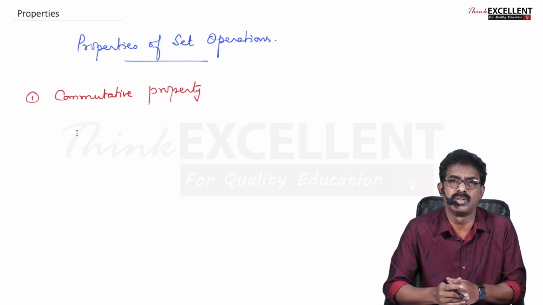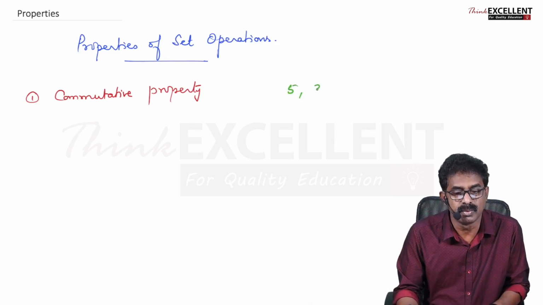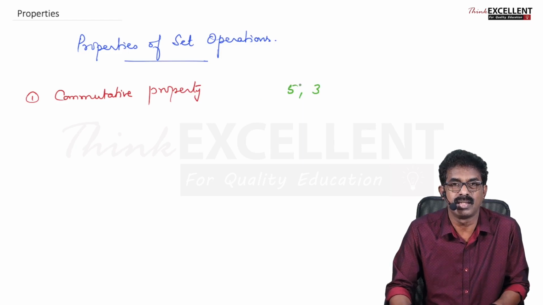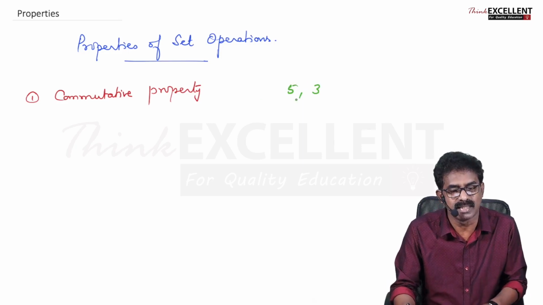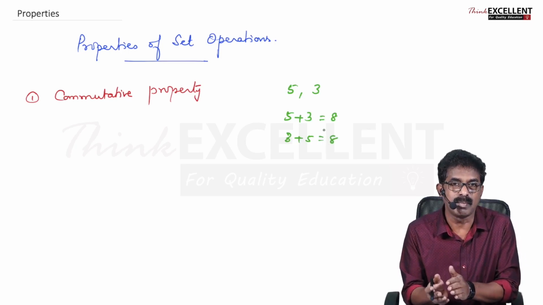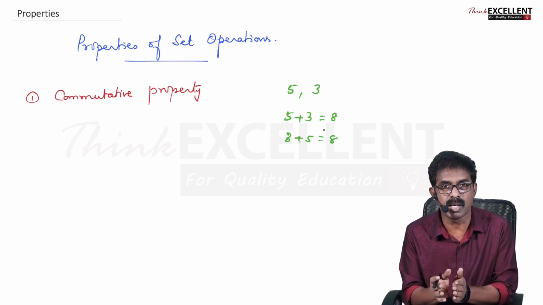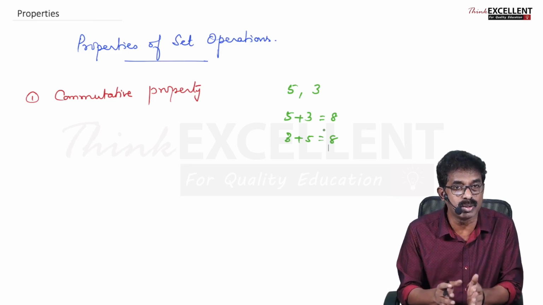What is commutative? Suppose you take two numbers, 5 and 3. You add them: either 5 plus 3 or 3 plus 5, right? Both answers are the same. 5 plus 3 is 8, and 3 plus 5 is also 8. So 5 plus 3 is the same as 3 plus 5. You can reverse the order. This property we call the commutative property. Even if you reverse, there is no change.